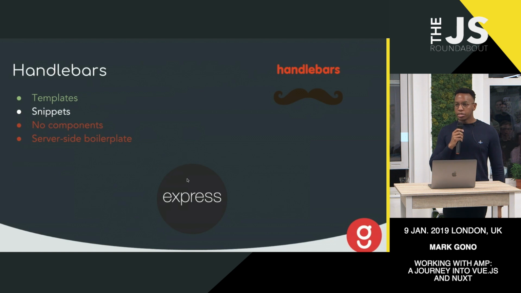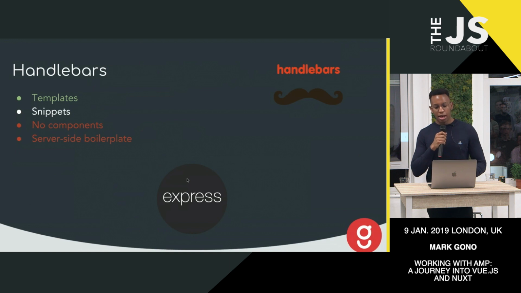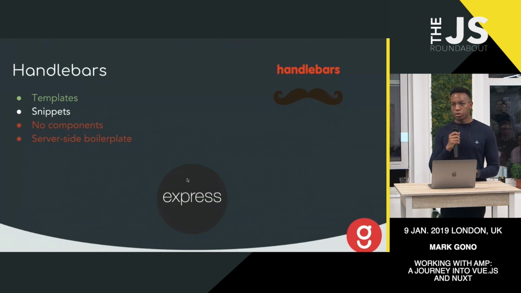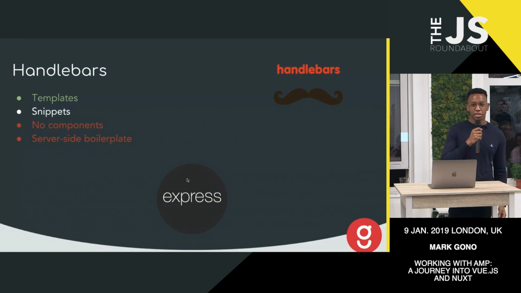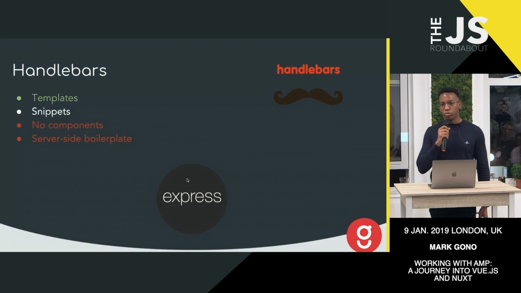And yeah, that worked. It was quite happy accepting those AMP components. It's template based, so it's not going to complain. There's no reconciliation or diffing involved. It just takes what it's given. And it's got snippet support, so if I wanted to try and emulate components, I could do within Handlebars, but they aren't components, and that was the main drawback for me.